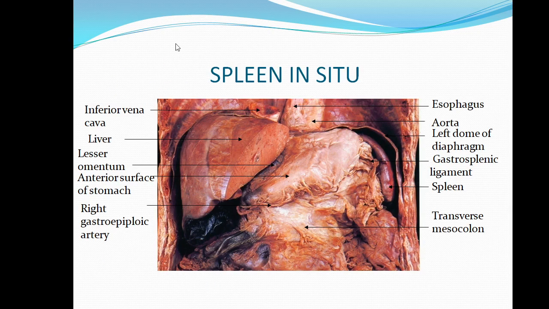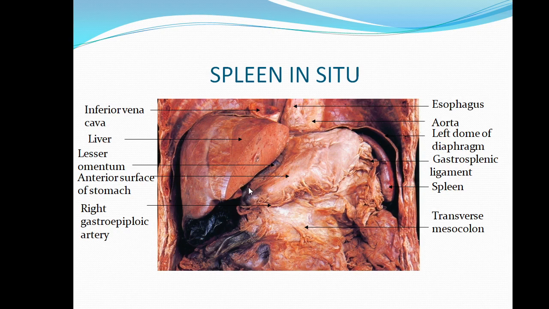Now, in this dissection, the anterior abdominal wall has been cut and removed. You can see here the cut ends of the ribs. This is the anterior abdominal wall. Here what you can see is the liver. Here is the stomach, and this is the left dome of the diaphragm. Here is the right dome of the diaphragm. This is the lesser curvature of the stomach.